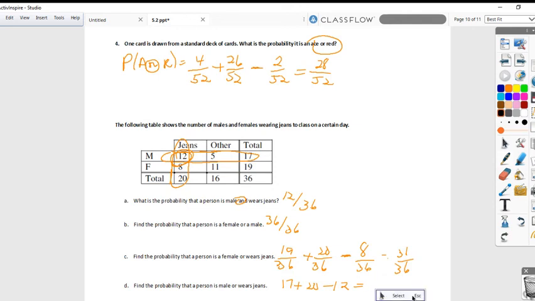Last one, sorry. So 37 minus 12 out of 36. Like I said, I'm not going to worry about simplifying here. I don't know why my pen is acting up today. It was fine yesterday. Anyway, okay, so there we go.